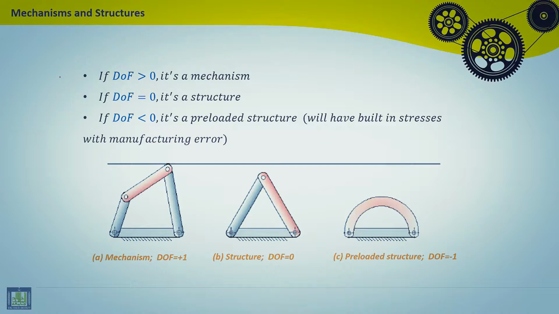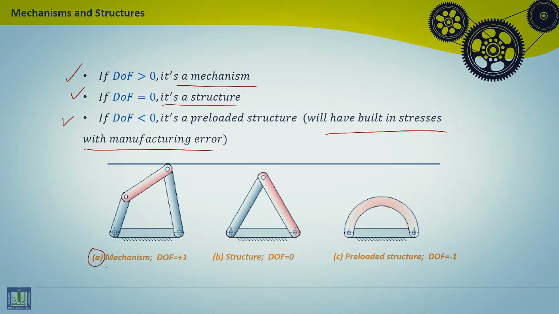If degree of freedom is positive, it is called a mechanism. If it is equal to 0, it is called a structure. If degree of freedom is negative, it's a preloaded structure. Will have built-in stresses with manufacturing errors.